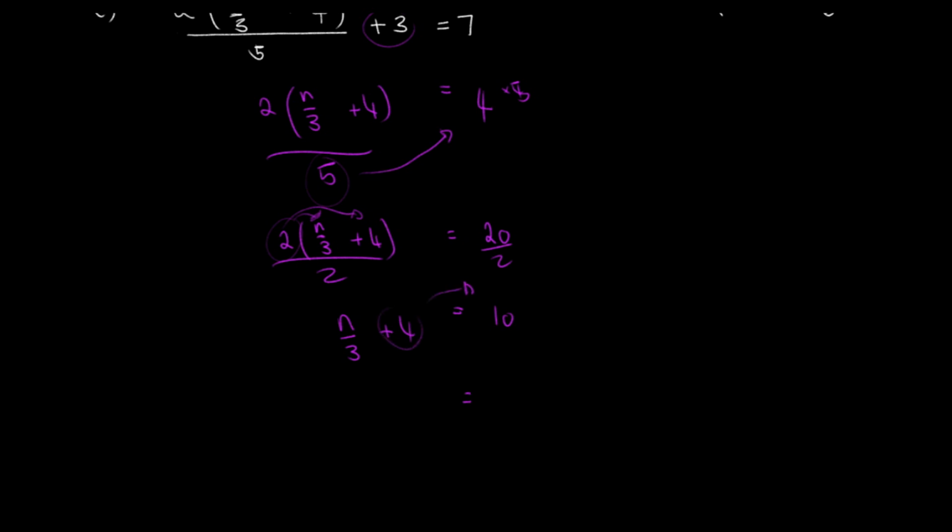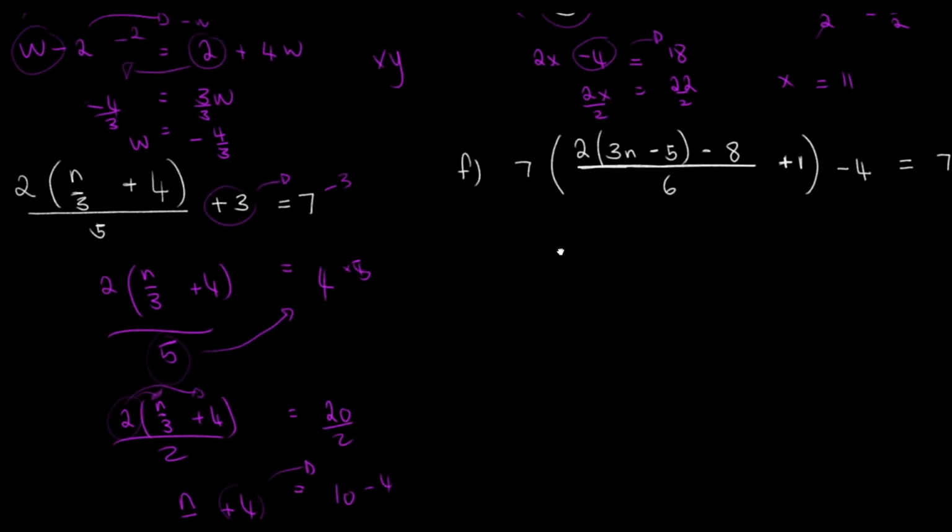Now transfer from left to right. I have n over 3 is equal to 10 minus 4, which is 6. And then we can do cross multiplication again. So n is therefore equal to 18. So, on to the final one.